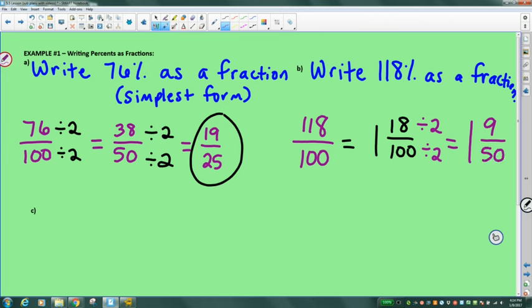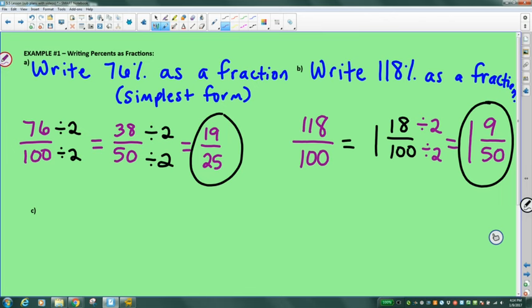Well, 9 and 50, 50 is even, but 9 is not, so 2 does not go into both. 3 goes into 9, but not 50. 5 goes into 50, but not 9. 7 doesn't go into either, and 11 doesn't go into either. So I know my simplest form is 1 and 9 50ths. Again, when the percent is larger than 100%, you're going to have a number larger than 1. When your percentage is less than 100%, your fraction is going to be less than 1. And that's one way you can check yourself as well. If you get a fraction larger than 1 and your percent is less than 100%, then you know you did something wrong.